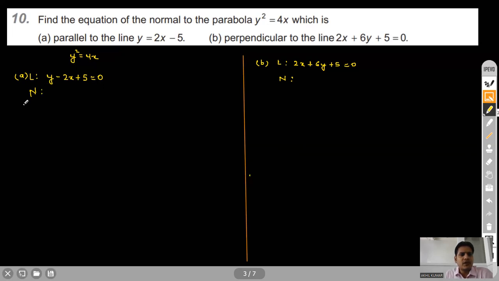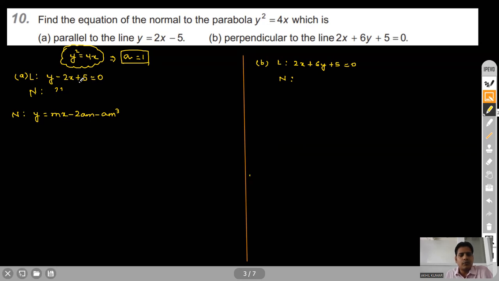If you see, we have to write the equation of normal here which is parallel to this line. So the equation of normal on this parabola, y square is equal to 4ax form. From here we got this a is equal to 1. So in slope form, we write the equation of normal as y is equal to mx minus 2am minus am cube. This is the equation of normal which we write on the parabola of the form y square is equal to 4ax, in slope form.